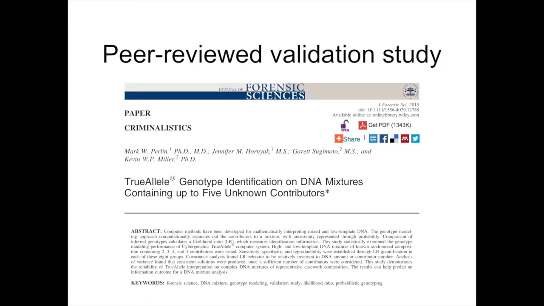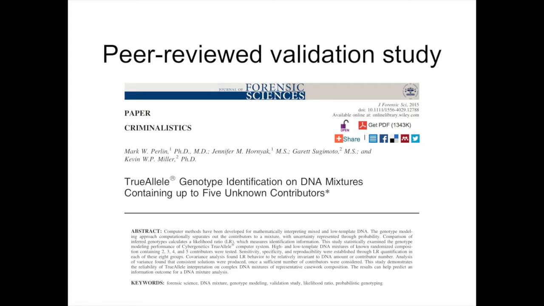This is a recent validation study on TrueAllele. This paper is 10 or 15 pages long. It's printed by the journal. It's gone through the peer review. This one has a title like "TrueAllele genotype identification in DNA mixtures containing up to 5 unknown contributors." So when we test these systems, we test them under more and more harsh conditions. It's not just 2 contributors. This paper's on 5.